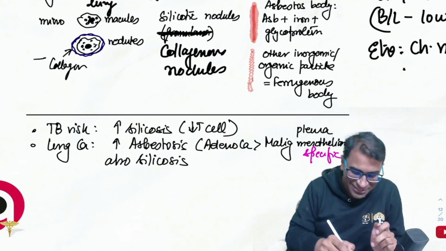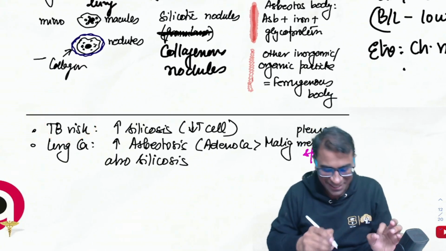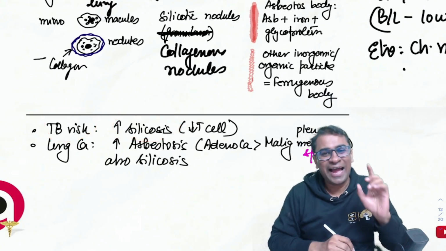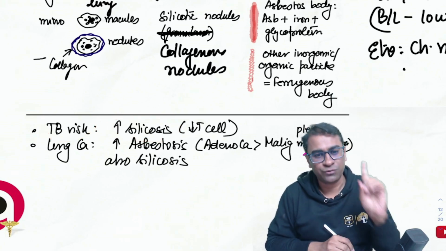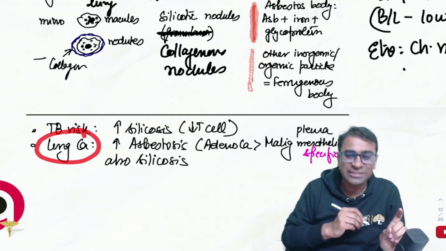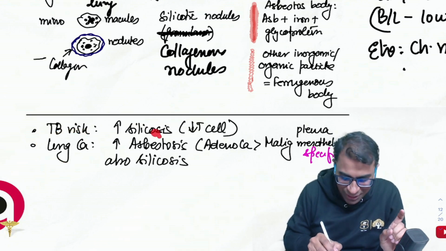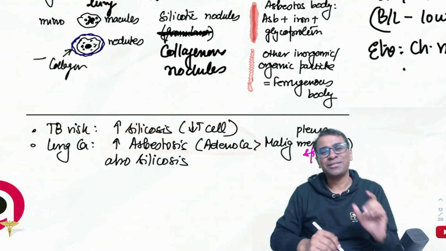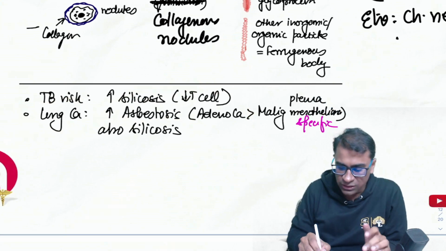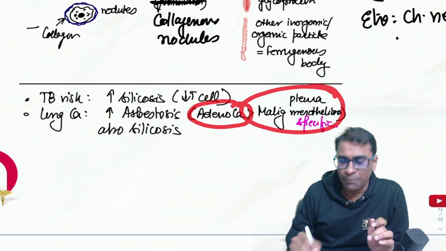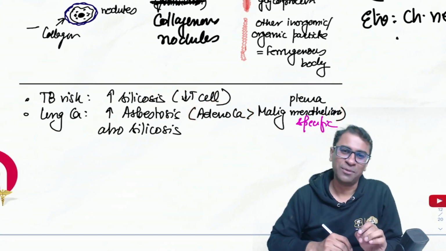Next is the TB risk. The TB risk is increased in silicosis, and decreased T cells are the main cause for that. And increased lung carcinoma is the main finding of asbestosis, mainly adenocarcinoma of the lung more than malignant mesothelioma.